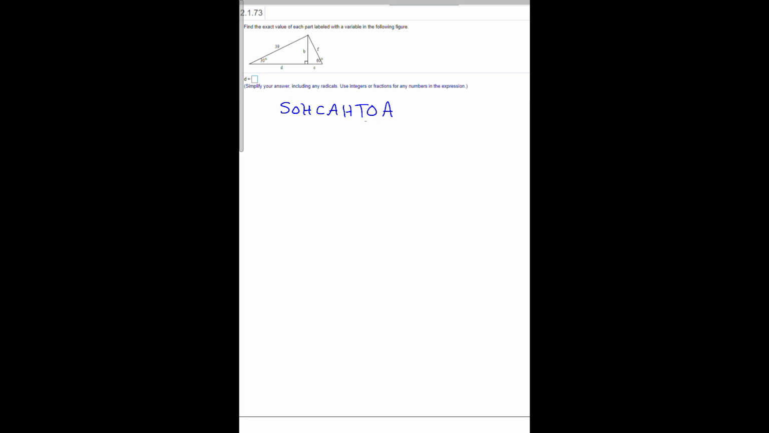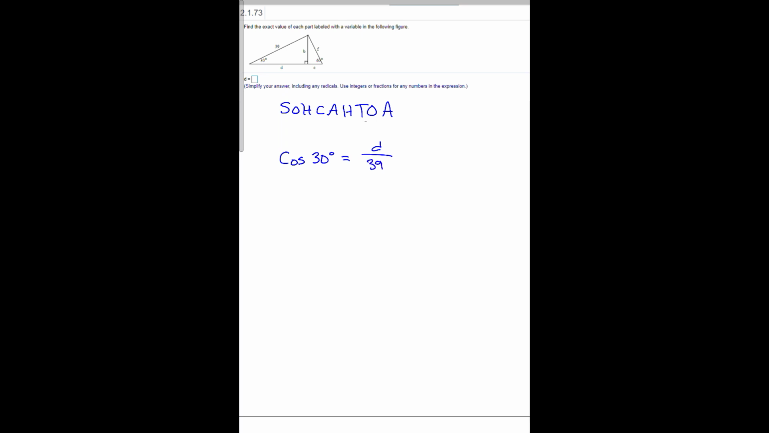So in order for us to solve this, there's a couple of different ways. We can use the cosine value. So in this case, the cosine of 30 degrees equals the adjacent side, which is your D, over the hypotenuse, which is 39. So let's write this out. We have the cosine of 30 degrees equals the adjacent side of that angle, which in this case is D, over the hypotenuse value, 39.